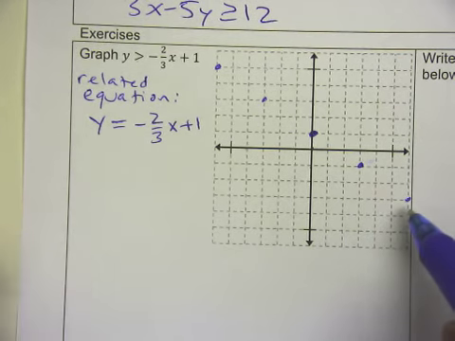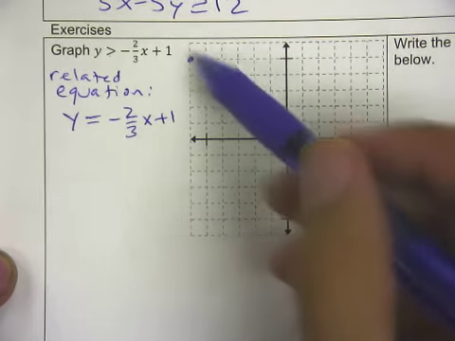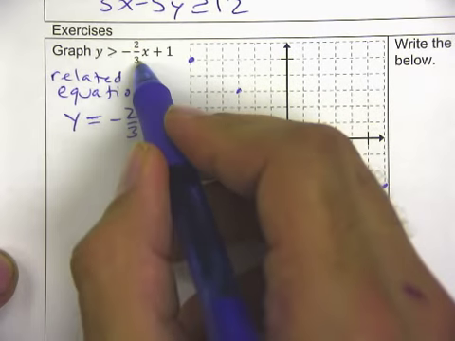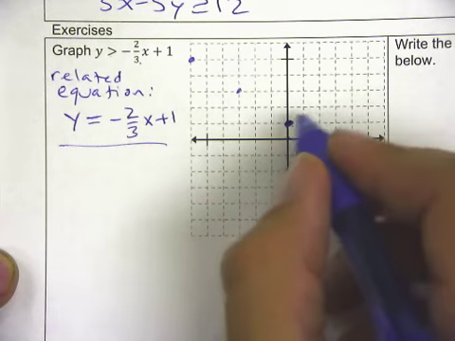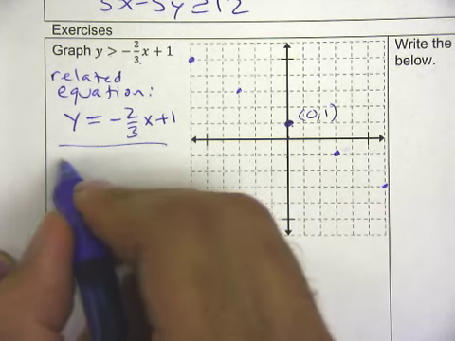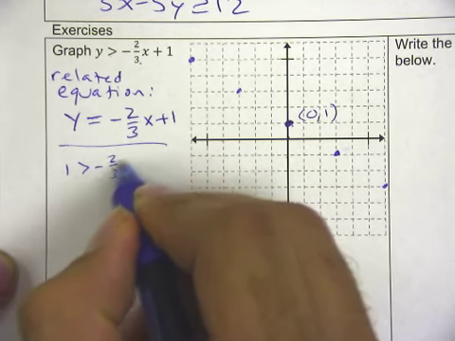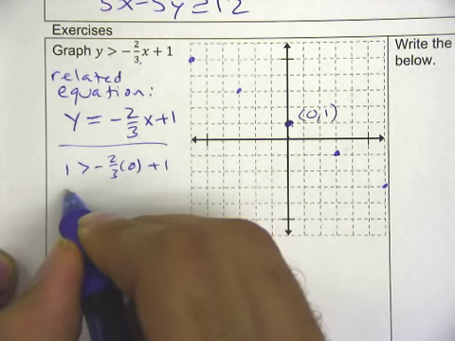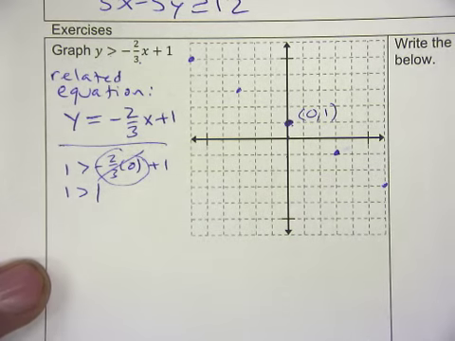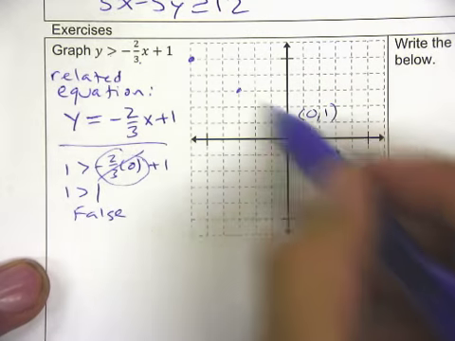If you can't quite understand the conceptual explanation of this, which I'm about to give you, one of the ways that you could tell really easily by brute force is take a point from the boundary and plug it into the inequality. If we took a point like 0, 1, and plugged it into the inequality, we would have 1 is greater than negative 2/3 times 0 plus 1, which would be 1 is greater than 1. This is false, which means the values on our boundary here are not solutions.